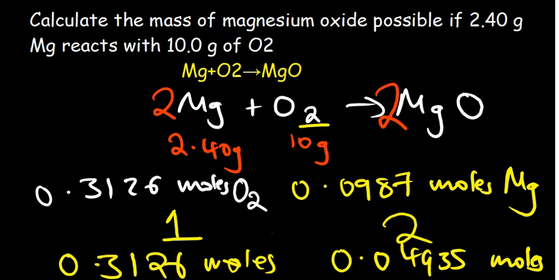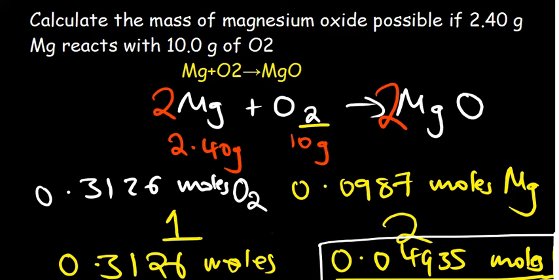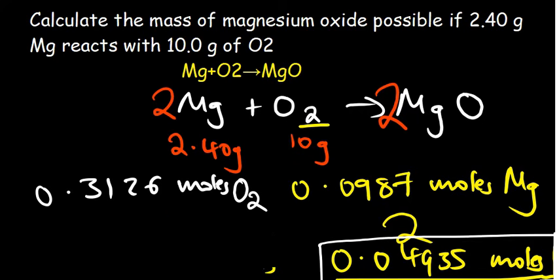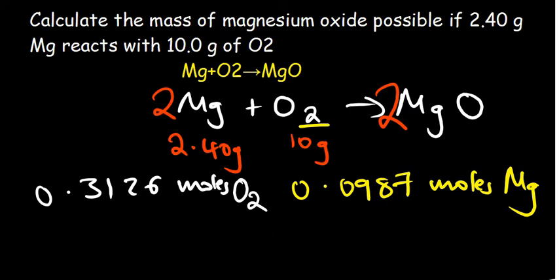So which one is bigger? The one that is bigger is in excess, the one that is smaller is limiting. We can clearly see that the number of moles of magnesium after dividing by their mole ratios is smaller. So in this case we can conclude that magnesium is the limiting reagent. What is the shortcut in terms of determining which one is the limiting reagent? So you now know how to determine the limiting reagent by using the mole ratios and the number of moles.